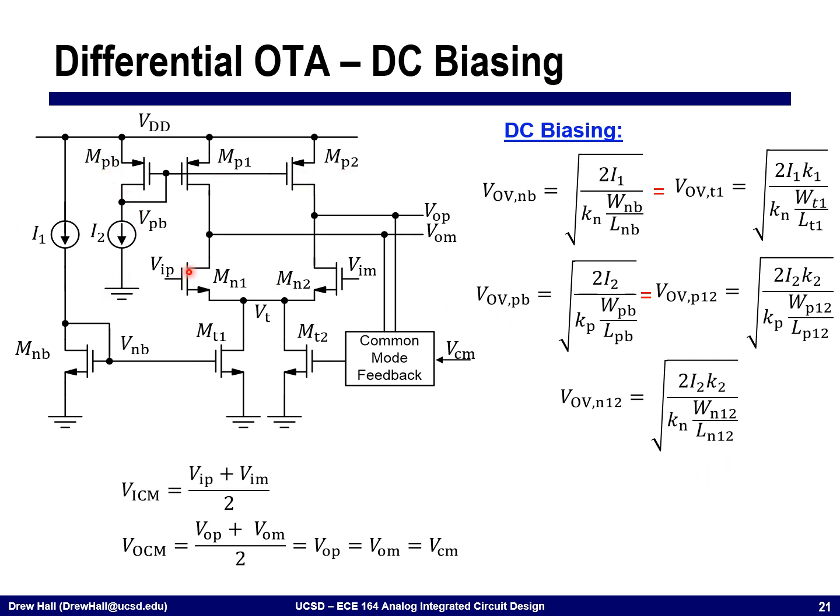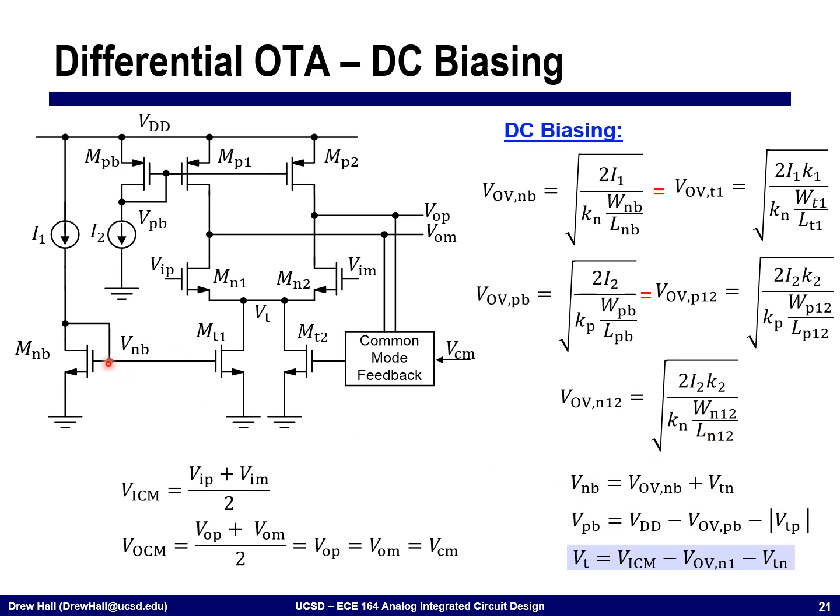Lastly, we have the input differential pair, where the total current that's flowing through this is going to be equal to half of I2 times K2. And so we get that the overdrive voltage is the square root of 2I2 K2 divided by Kn times W over L.